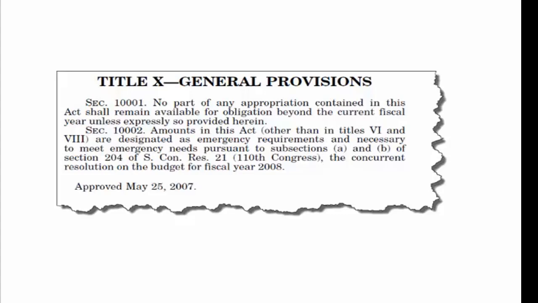Note that there are also general provisions. Section 10,001 concerning the availability of funds should look very familiar, as it's similar to the language used in regular appropriations acts. But notice Section 10,002. This provision designates the amounts in the Act as emergency requirements. Because of the requirements of the Budget Enforcement Act and amendments, supplemental funds are typically exempted from counting against budget ceilings.